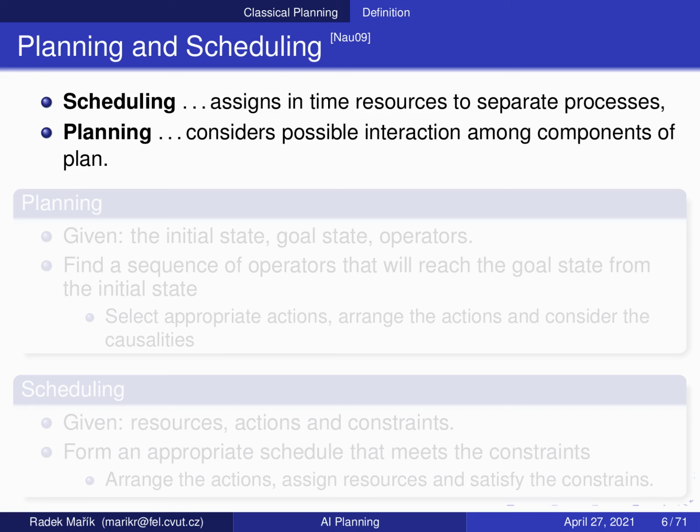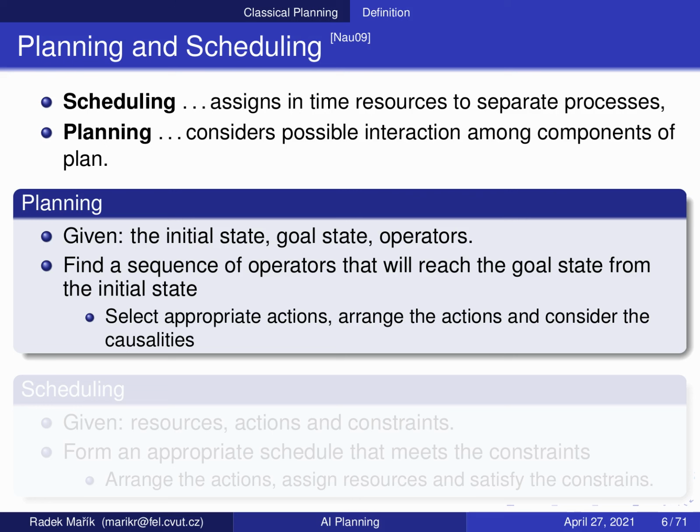In fact, we have two kinds of branches. The first is called scheduling, and the other one, planning. In planning, you are given the initial state of the environment, you know what kind of goal you try to achieve, and you have a set of operators that we can use to change the environment. And the goal is to find a sequence of operators or the network of operators that reach the goal state from the initial state. In other words, if you apply action by action, it will change the state of the environment in such a sequence that the final state is basically the goal state.